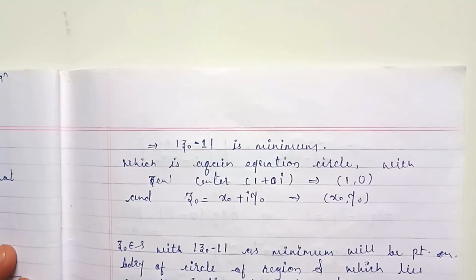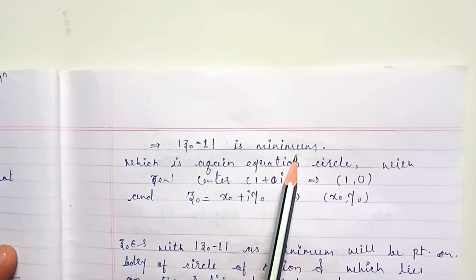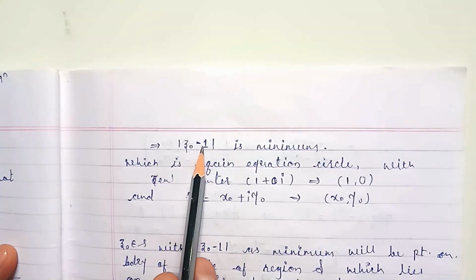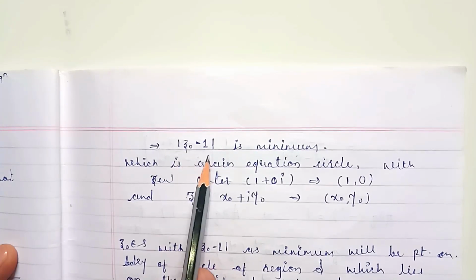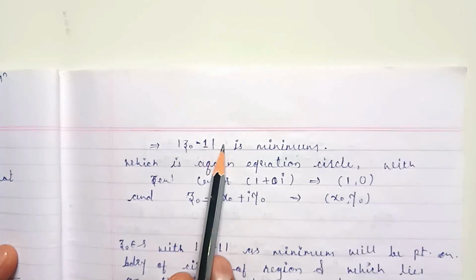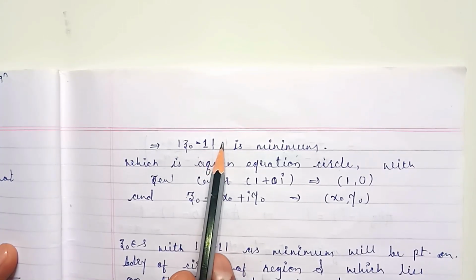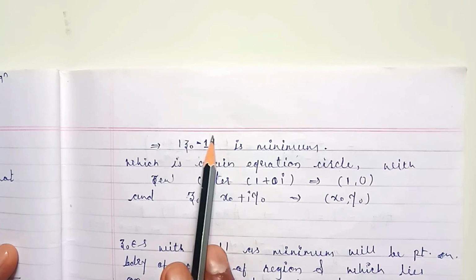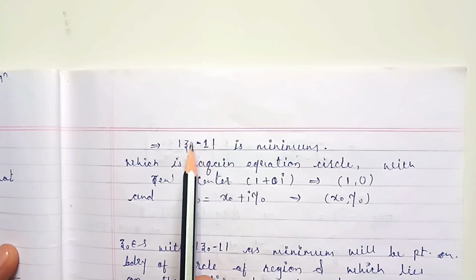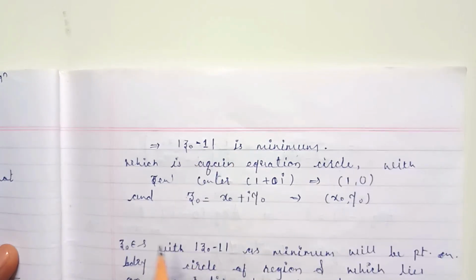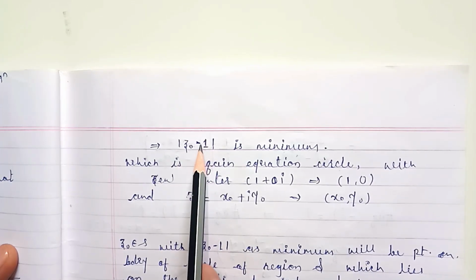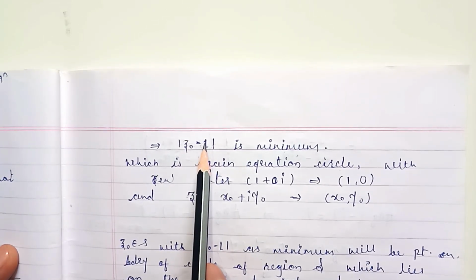So |z0 minus 1| is a minimum. Again we can see that this represents the equation of a circle, of the form |z minus z0|, but the radius is not mentioned here. So we do not have to worry about the radius, we just find the center from the equation of the next circle in the complex plane. So |z0 minus 1| is a minimum. Here we can see |z minus z0|, which means we have the next point at center 1.